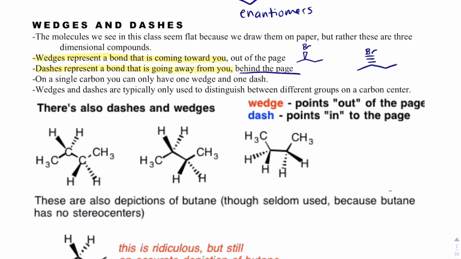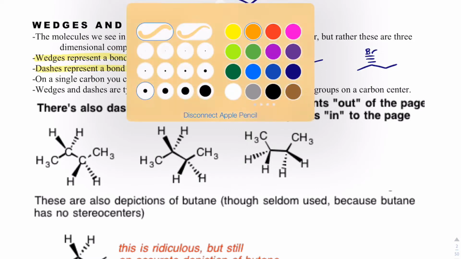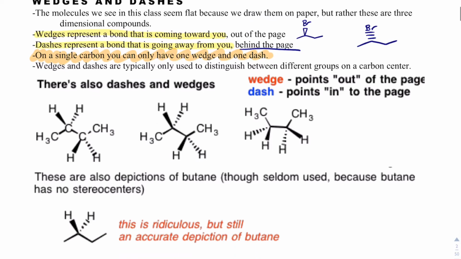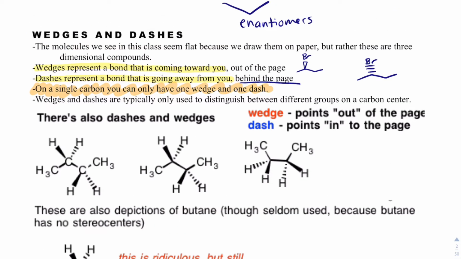This is really important, and I'm going to highlight it in orange because it's so important. On a single carbon, you can only have one wedge and one dash. And I know that that's going to be a little bit misleading with some of these structures that you see, but the way that we are going to draw them to make sure that we're 100% correct is that you can only have one wedge and one dash on each carbon.